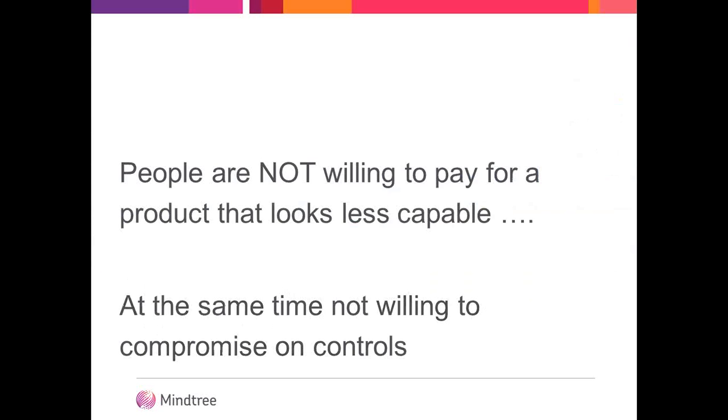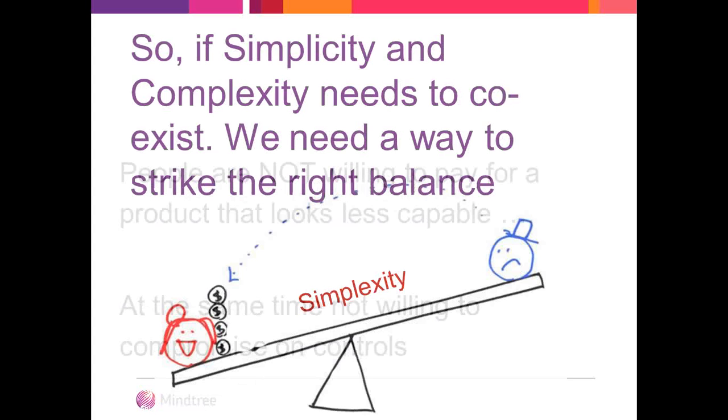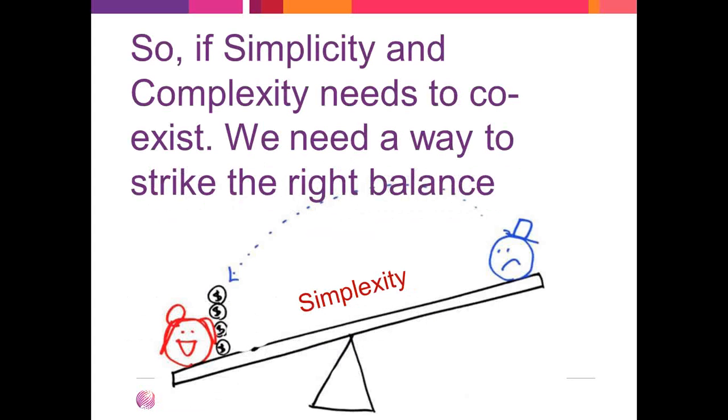So, as I was saying, people are not willing to pay for products that look less capable, and at the same time are not willing to compromise on controls and end up paying for those things that they don't want in the beginning. And this goes back to the philosophy that Oscar Wilde said, that people are really after things that they don't need in their life today. So essentially what we are saying is that simplicity is what we love, complexity is what we cannot live with.